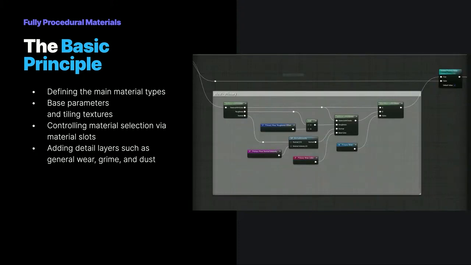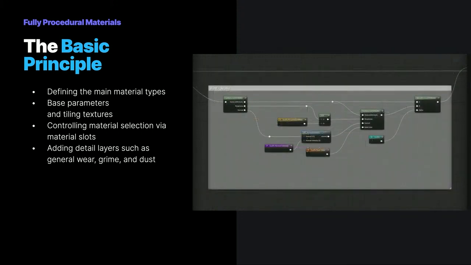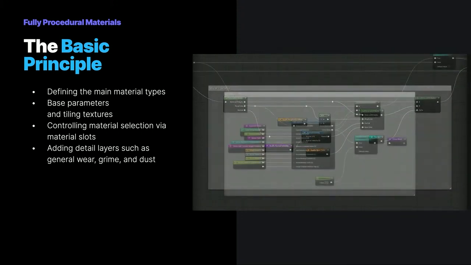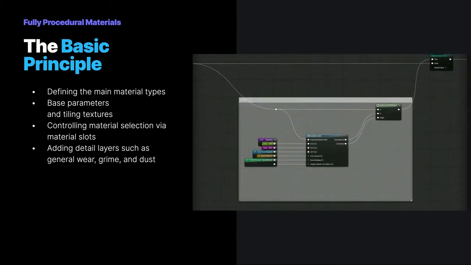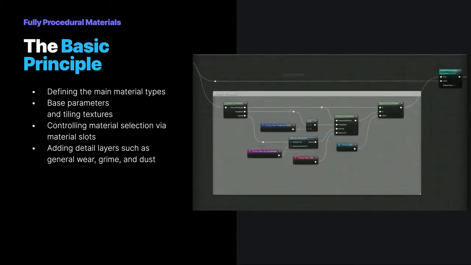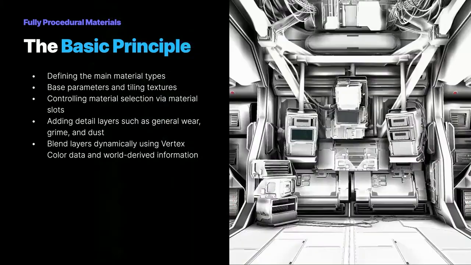From there, we further identified what additional layers will be required to tie these surfaces together and make them feel coherent. Primarily, this boiled down to general wear, scratches, scuffs, tarnish, grime, and dust. All these additional layers are equally driven just by a limited set of tiling textures and set up to make use of parameterized control wherever possible, all still in the same master material.